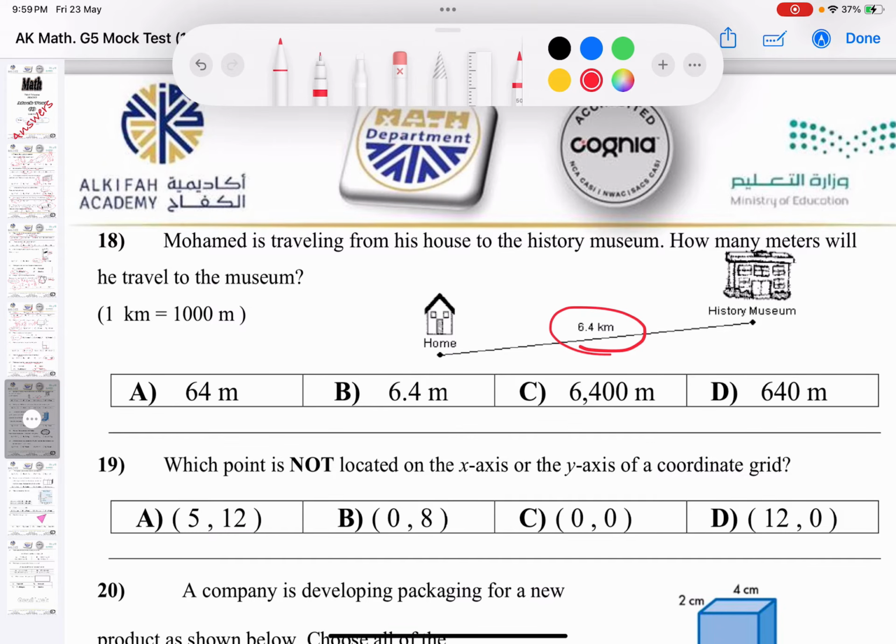So 6.4 multiplied by 1,000, it will be 6,400. Now, which point is not located on the x-axis or the y-axis? We know that any point located on the x-axis, its y is 0. And any point located on the y-axis, its x is 0, okay? So it will be so easy. Not located on x or y, so we don't have any zeros. So it will be 5 and 12, not zeros.